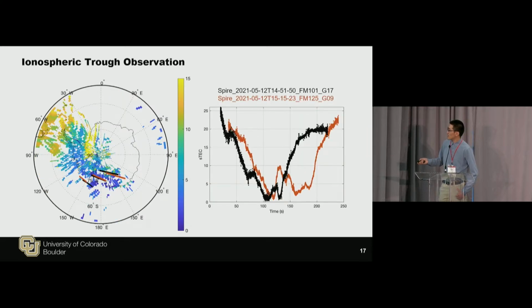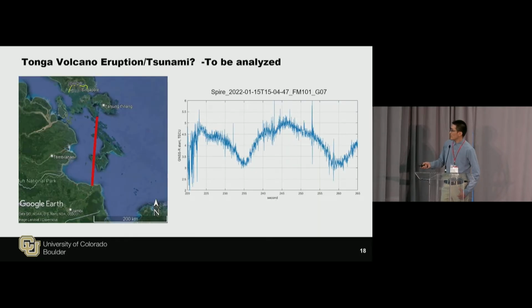The other example is ionosphere trough observation. It's pretty cool to see this kind of large variation, up to 25 TEC units. And there are two tracks recorded, one 24 minutes after the other, and they see very similar magnitude of the variation and similar trends.